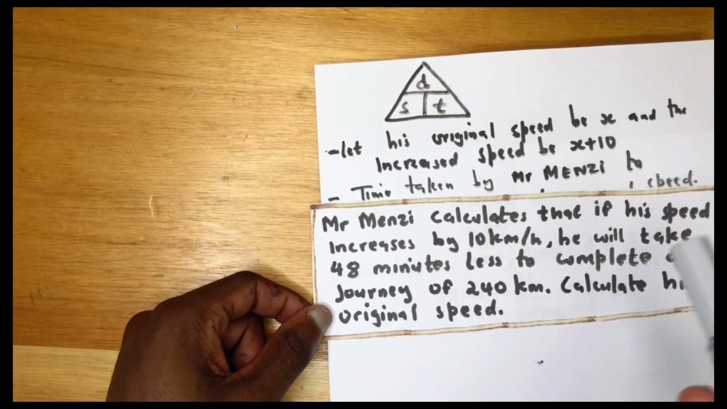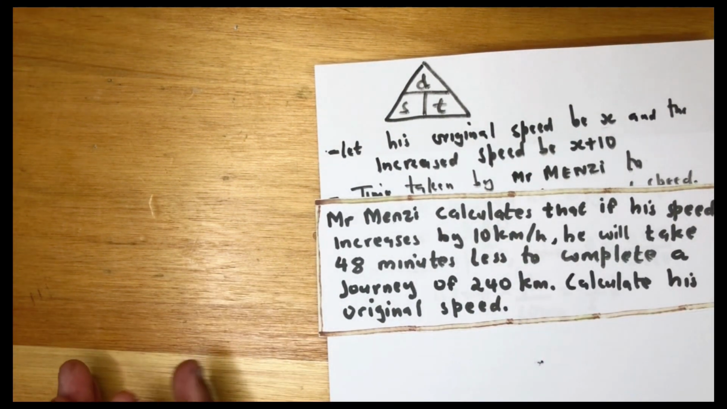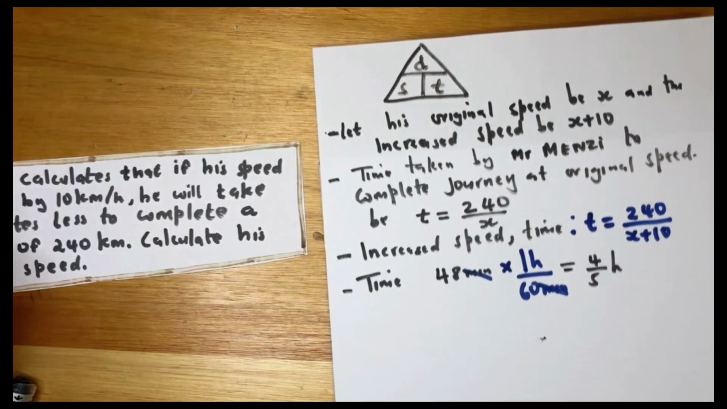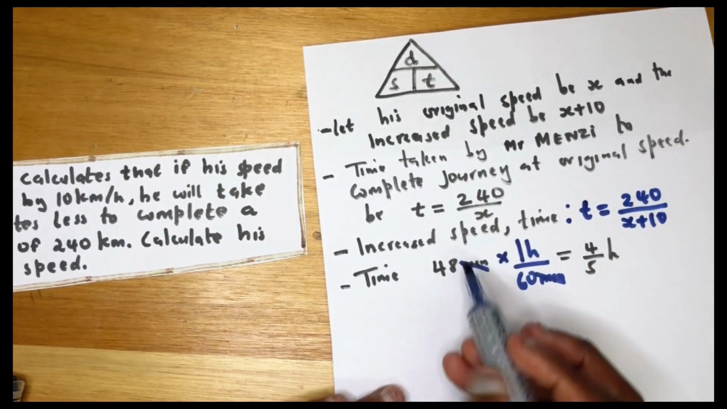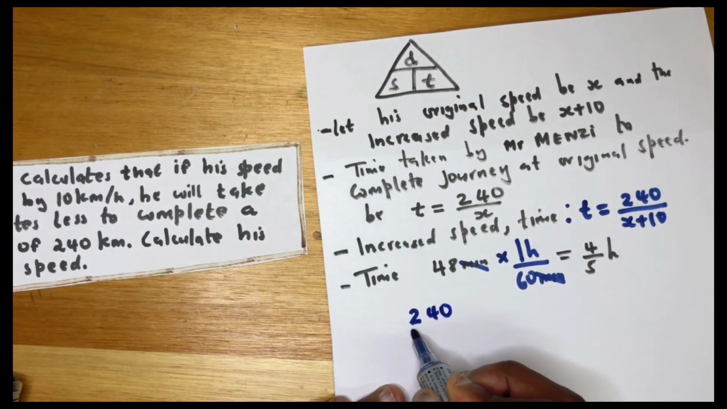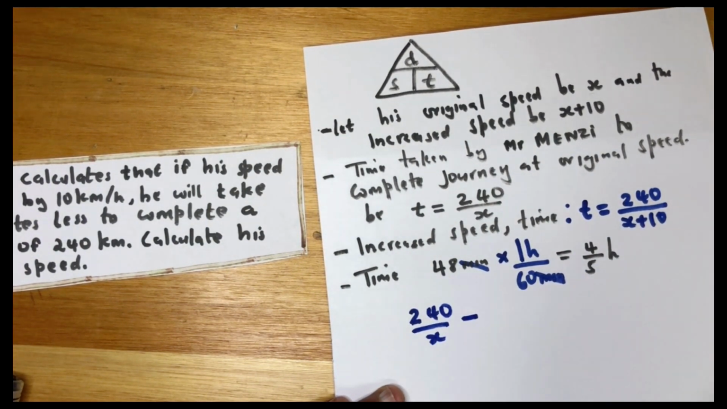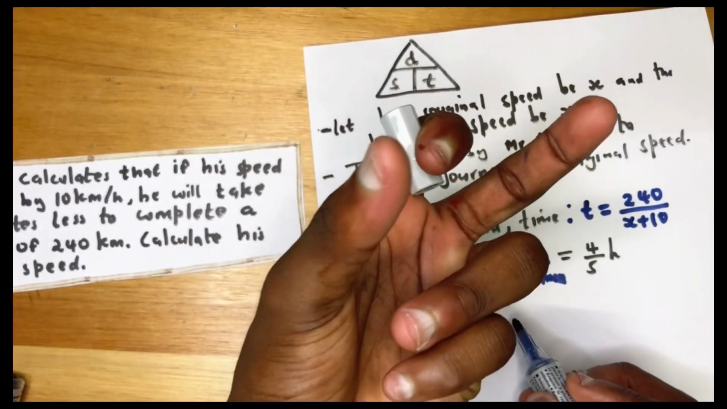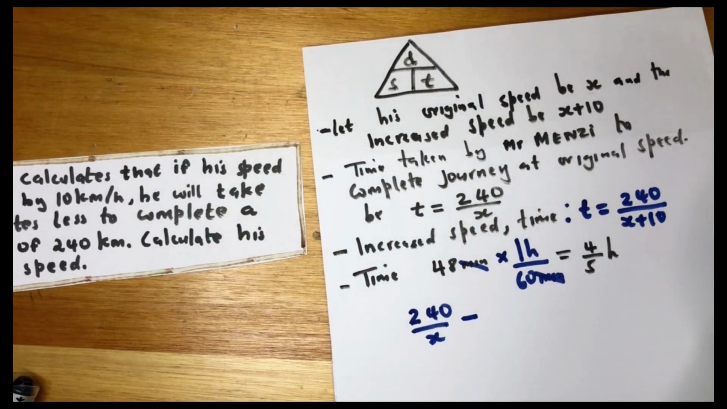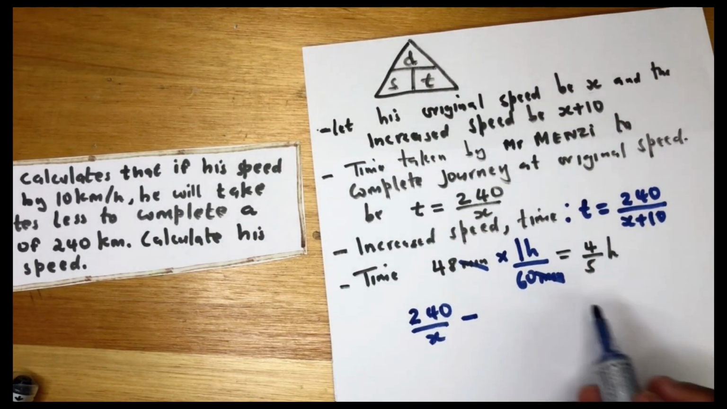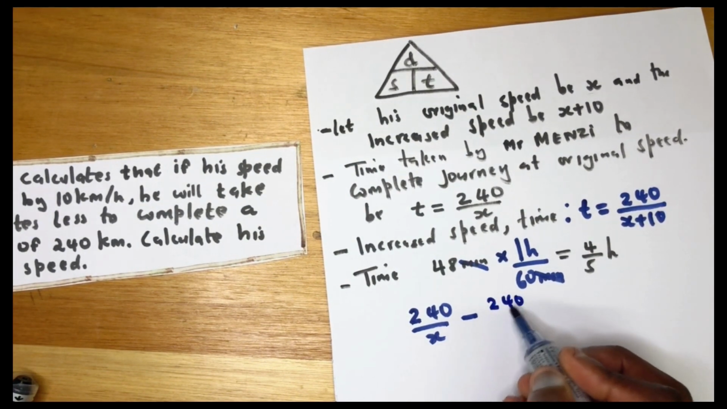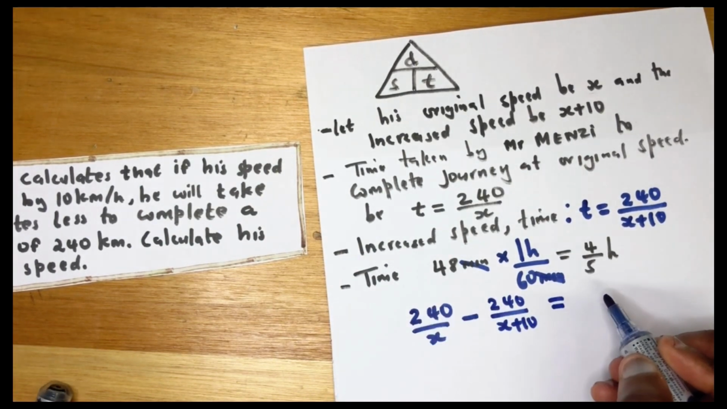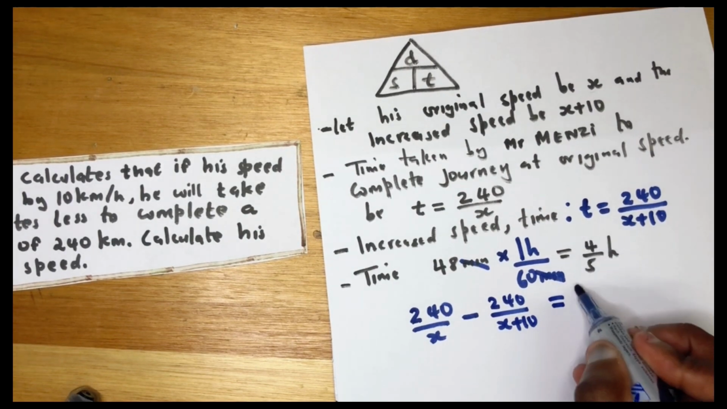So if I'm setting the equation here, I need to find the difference when he was traveling with the original speed and when he increased the speed. We know this is the original speed, 240 over x. Then I subtract the time when he increased the speed, which is 240 over x plus 10, equals 4 over 5.